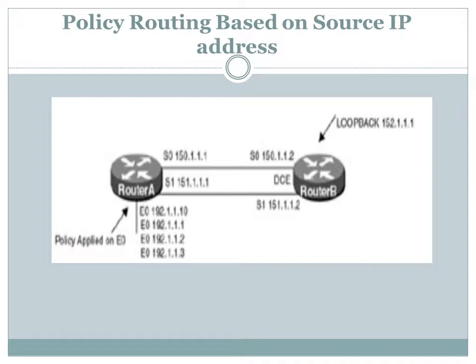So normally it is not happening. What is the router doing? The router decides by itself which is the best path and sends traffic over there. But now we're telling it that whenever traffic is coming from this source, you have to use serial 0. Whenever traffic is coming from this source, then use serial 1, etc. So we have to tell it.